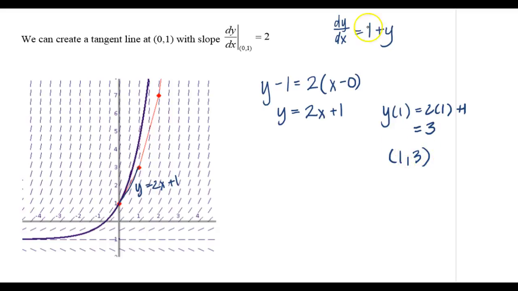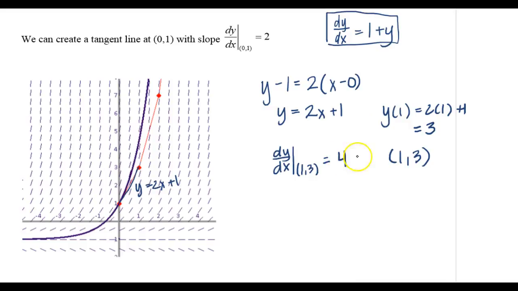So to find the slope, I'm going to go back to my original differential equation. But now I'm going to use this coordinate point on my first tangent line approximation. So here's my coordinate point. My slope that's going to correspond to (1, 3). So dy/dx corresponding to (1, 3) now is going to be 1 plus 3. So my slope here is going to be 4.